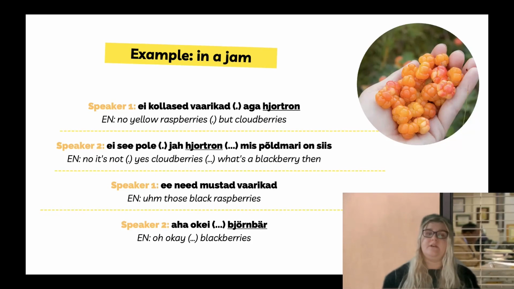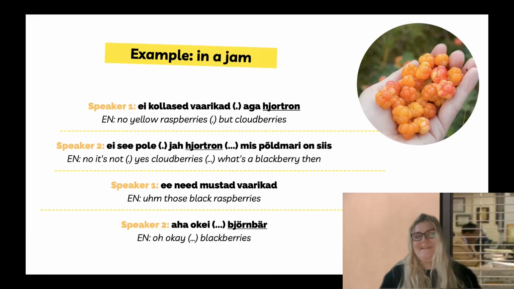Then their partner says, "ei see pole, jah hjortron, mis on põld Mari-Liis," which means, no, it's not, yes, cloudberries, what's a blackberry then? Then the speaker says, those black raspberries, or in Estonian, "need mustad vaarikad." And then their partner says, "aha, okay, björnbär." Oh, okay, blackberries.